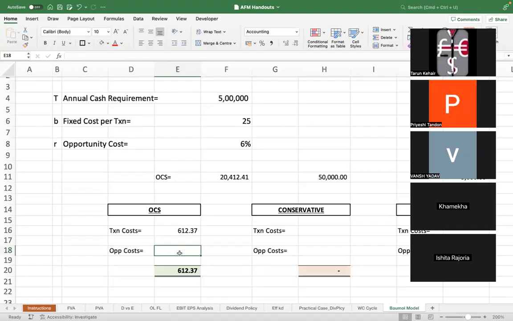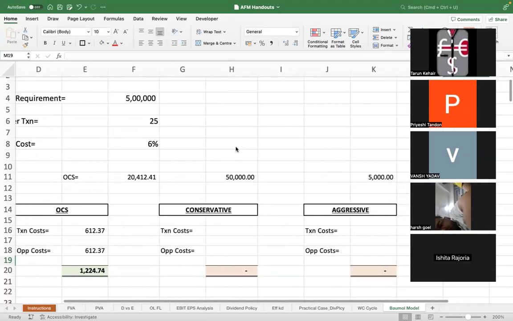Opportunity cost, as I mentioned, the cash balances can fluctuate between 0 and the optimal cash or the target cash size. It's always better to take the average. So we take half of the optimal cash size, which is there with us at any point in time, into the opportunity cost of 6%. So that will also be 612.37. So what you observe here is that if you are following the optimal lot size, the transaction cost and the opportunity cost are exactly equal.